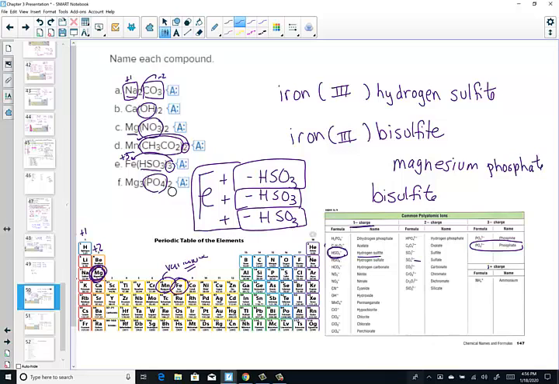You can see here, magnesium, this 2, that told me it was a +2. This 3 told me phosphate was a -3, so we're just kind of uncriss-crossing to work out charges. But I don't have to say the charge with magnesium like I did with those transition elements. For letter F, we simply say magnesium phosphate. Excellent work.